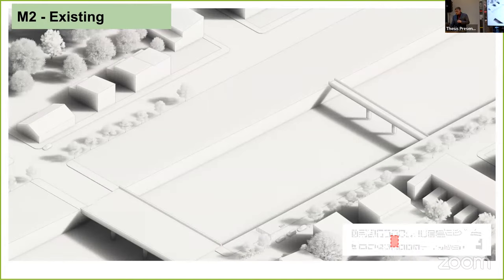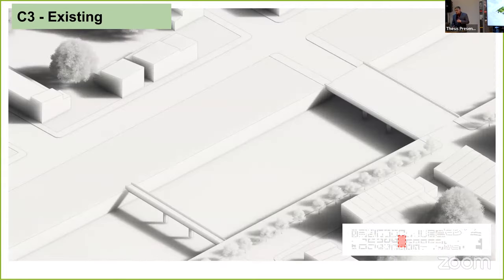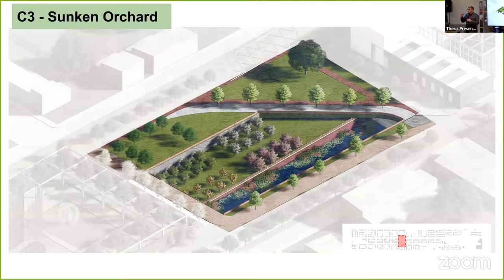This is looking at M2, which is a market hall as well as a cultural tower that acts as a space of placemaking, so you can wayfind throughout the city. And looking at a sunken orchard, which retains the existing depth of the Highway to Nowhere, so it acts as a memory of what once was.